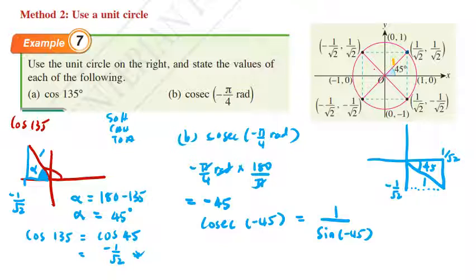So sine is a opposite divide by hypotenuse. Opposite is this side. So negative 1 over square root of 2. Hypotenuse is 1, no need to write. So this one you bring up. So we will get negative square root of 2. So this is the answer.